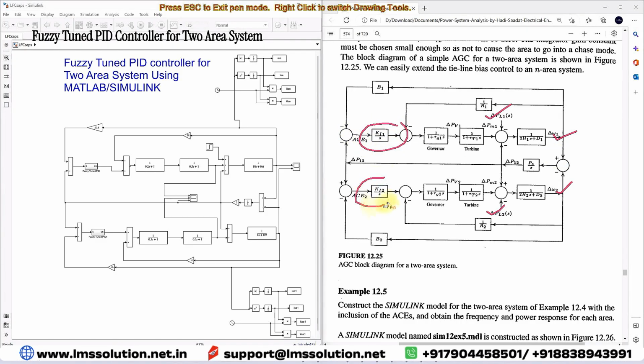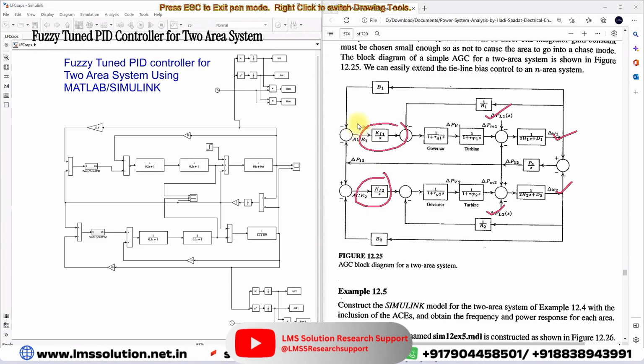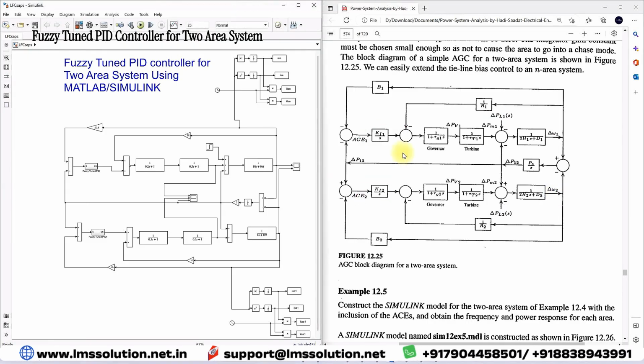For that, we are using a controller. Here the controller used is an integral controller. We measure area control error 1 and area control error 2, which are processed via the integral controller, and it provides the command reference for controlling del omega 1 or del omega 2. In this model, instead of the integral controller, we are going to use a fuzzy tuned PID controller.